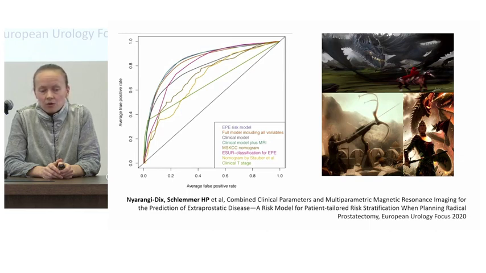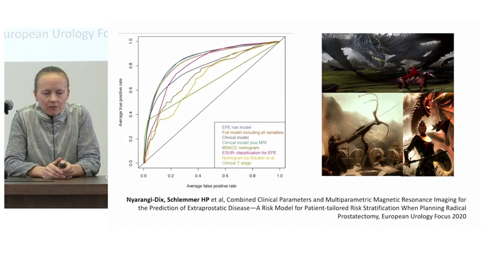They combined clinical parameters with MRI, kind of clinical models, risk stratification systems and nomograms. And again, the combined curves look better than the separate curves for risk stratification based on clinical data or MRI data alone. I would like to finish with two different points of view on this epic battle.